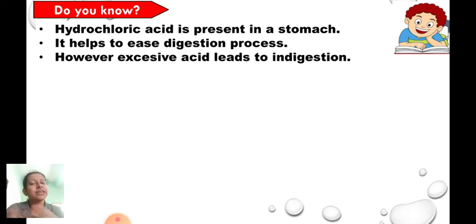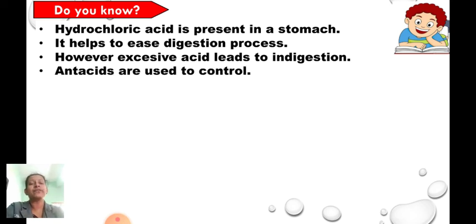Suppose you don't eat whenever you are feeling hungry, what will happen? This acid will start digesting the mucous membrane, and then you will have the problem of acidity. You will get a burning sensation inside, because the acid has started digesting your mucous membrane, and that is called an indigestion problem or acidity problem. So in that case, what can you do?